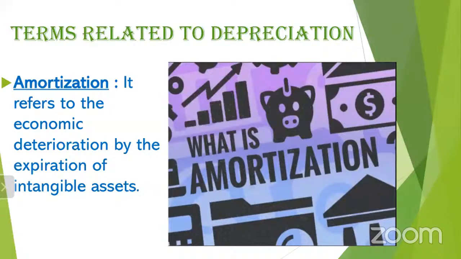Another one, amortization. The new word is amortization. It refers to the economic deterioration by the expiration of intangible assets. What are intangible assets? We cannot see them physically. They do not have physical substance. For example, patents, copyrights, trademarks, goodwill, etc. We cannot see those, but the company will take the copyrights, patents, trademarks, permission from the government, like this.